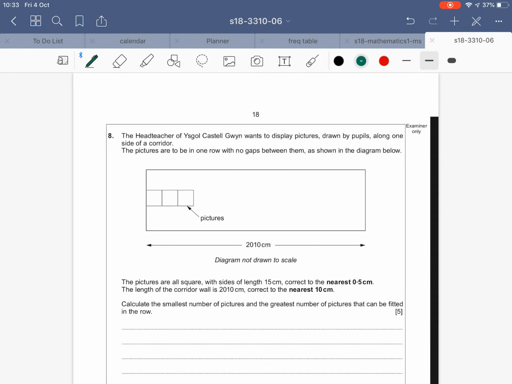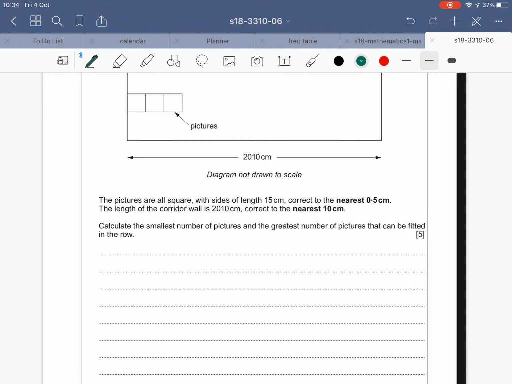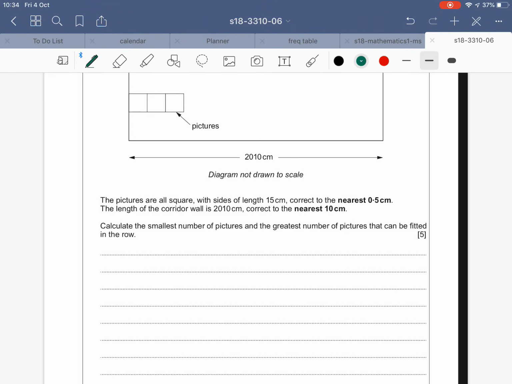Okay, so question 8. The head teacher of Uskall Castle, Gwyn, wants to display pictures drawn by pupils along one side of a corridor. The pictures are to be in one row with no gaps between them as shown in the diagram. Pictures are all squares with side length of 15, correct to nearest 0.5 centimetres. The length of corridor wall is 2010 centimetres, correct to nearest 10 centimetres. Calculate the smallest number and the greatest number of pictures that can be fitted. So this is all about upper and lower bounds.